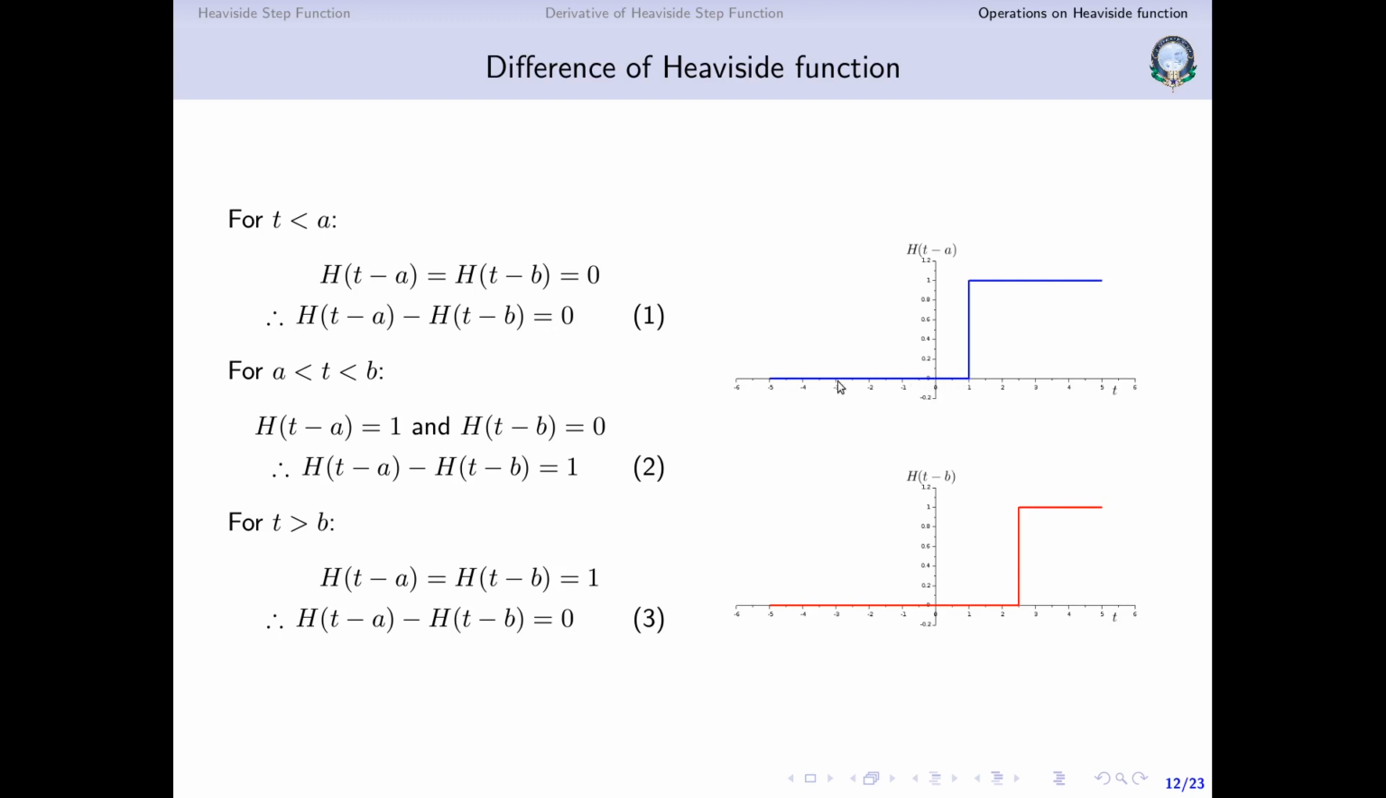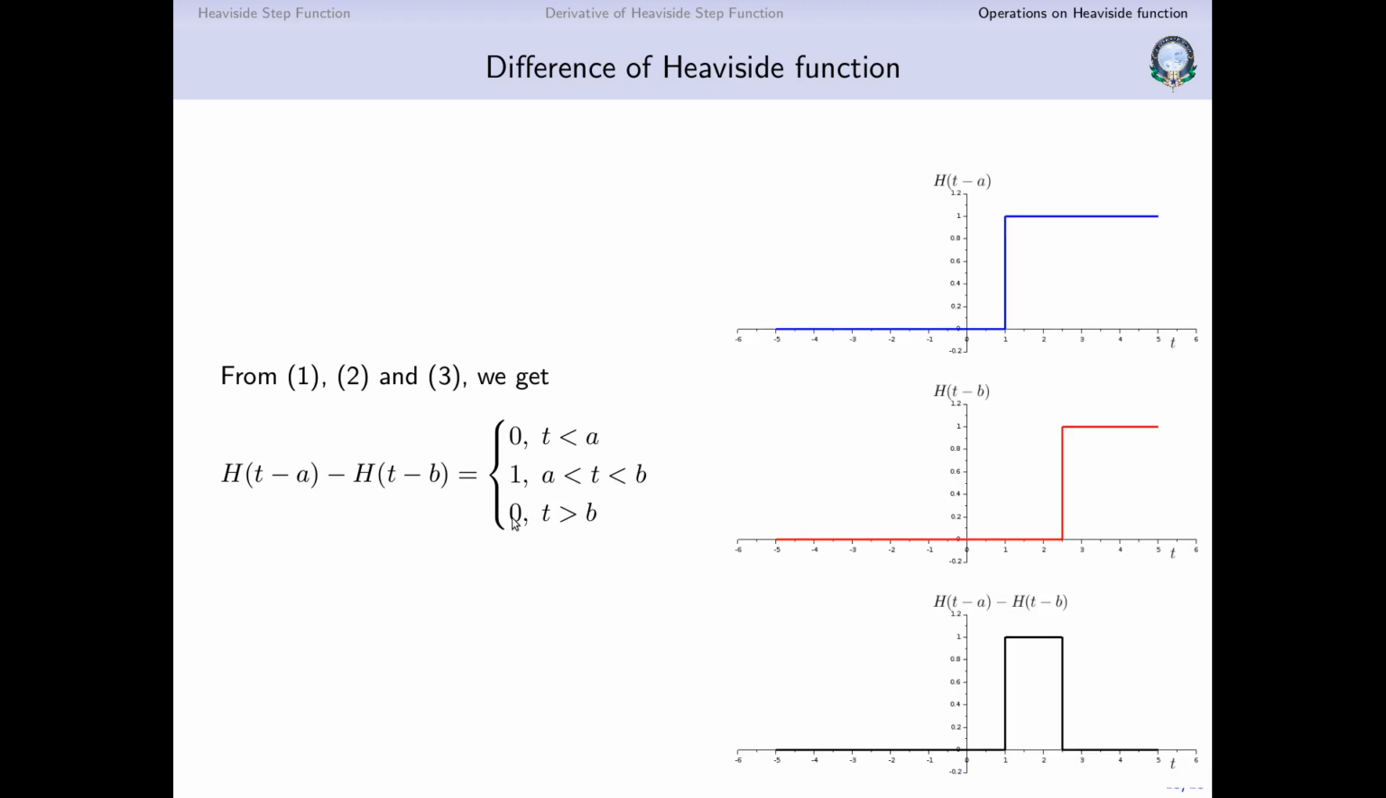For values less than a, the difference between them will be 0. For values which lie between a and b, the difference will be 1. For values greater than b, the difference again becomes 0. So 0, 1 and 0. From equations 1, 2 and 3, this is what we get: for t less than a it is 0, for t between a and b it is 1, for t greater than b again 0. So this is how it is going to look.